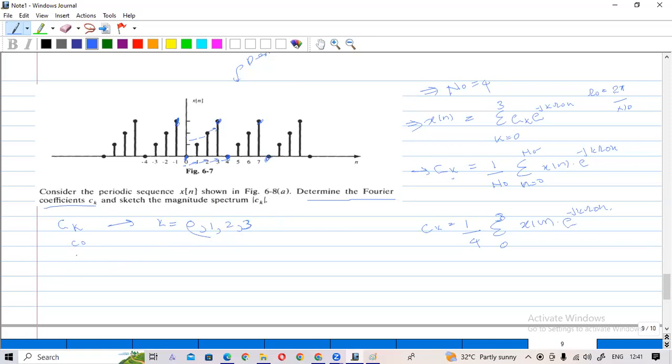We need to find c0, c1, c2, c3. So you have to find 4 Fourier coefficients.